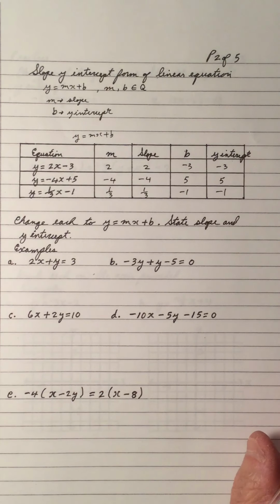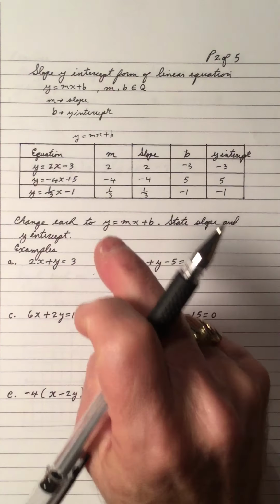Remember, I'm doing a review. If you want to pause the video and work these through and see how you're going to do, try it. See if you know the topic on the equation of a line that I did earlier. And if you don't, review it, because the equation of a line is extremely important to know how to do. Change each to y equals mx plus b. State the slope and the y-intercept.